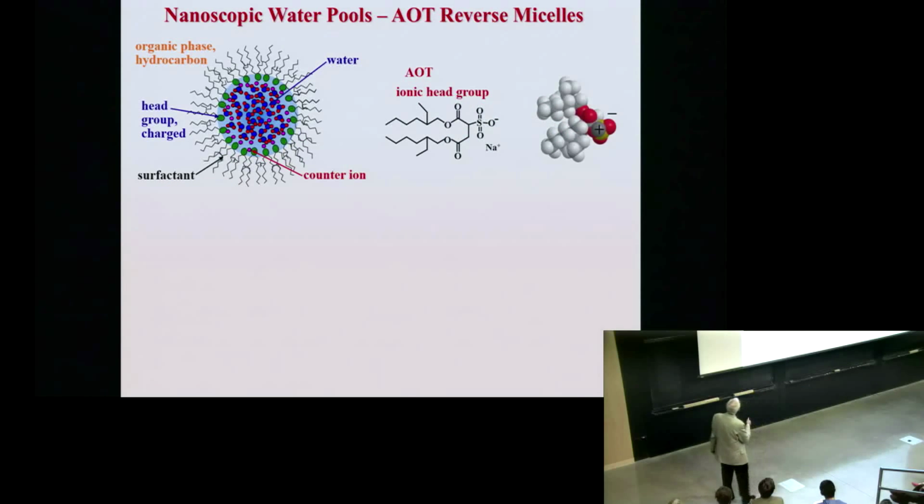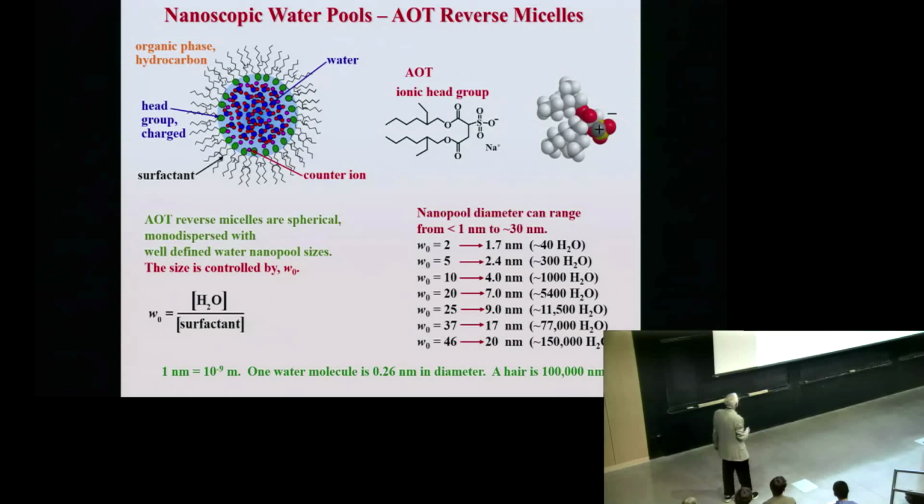Okay, so here is the picture again. Excuse me one second. Okay, maybe. So this is the molecule that makes this thing up. It's called AOT. It looks like this.